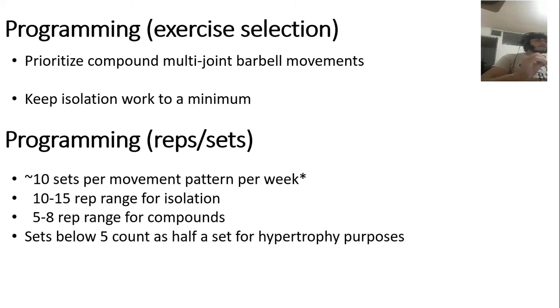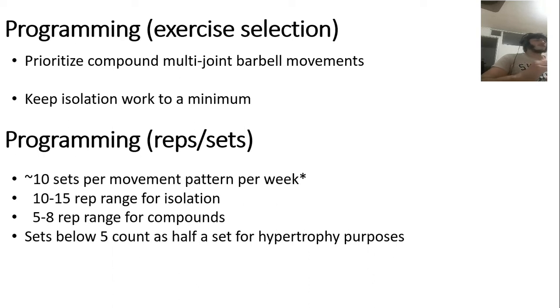But anyway, I'm gonna remind you guys of that in a bit. So 10 to 15 rep range for isolation work, 5 to 8 rep range for compounds, and sets below 5 count as half a set for hypertrophy purposes. This is not to say that sets below 5 are useless or that you need to do twice as many. You don't need to do twice as many, not necessarily. But it does mean that with a few exceptions, mainly the deadlift, but not really now, later. Generally speaking, when it comes to building that base, we want to stay a bit above 5 just so that a hard set actually counts as a hard set.